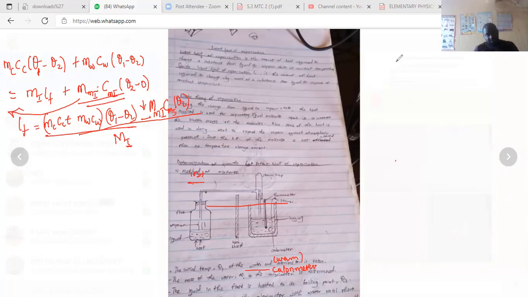Do you have questions on that explanation? Then the next is the experiments.